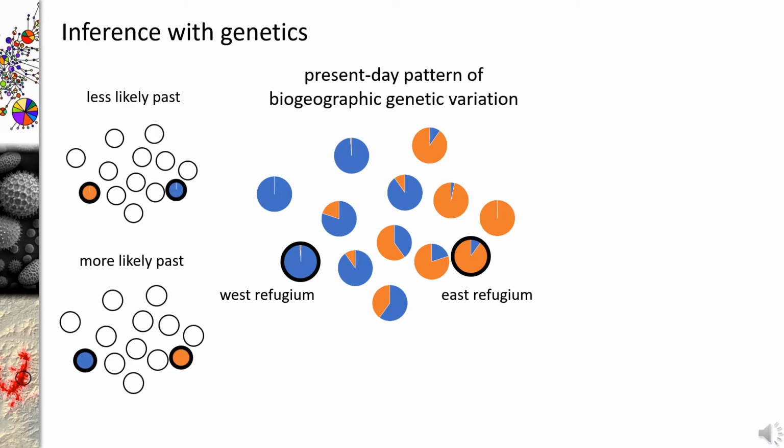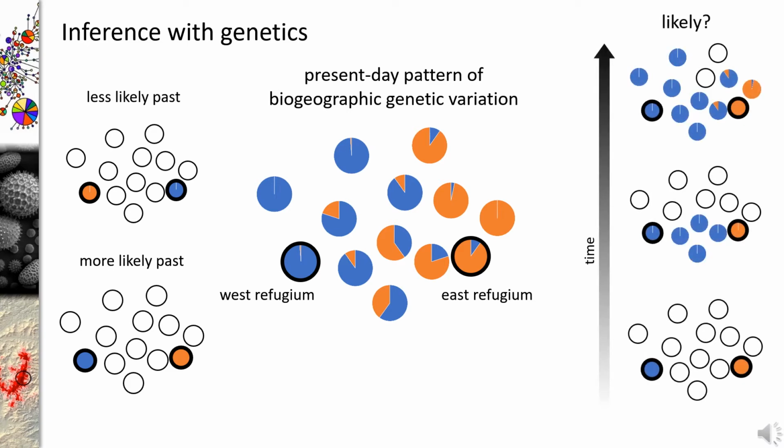For example, we might posit that the western refuge, which today is primarily occupied by the blue genotype, was in the past primarily occupied by the orange genotype, and vice versa. This is much less likely, though, than a scenario that begins with orange in the east and blue in the west, and that's fairly easy to intuit. What's more complicated, though, is intuiting the relative likelihood of all the intermediate stages.